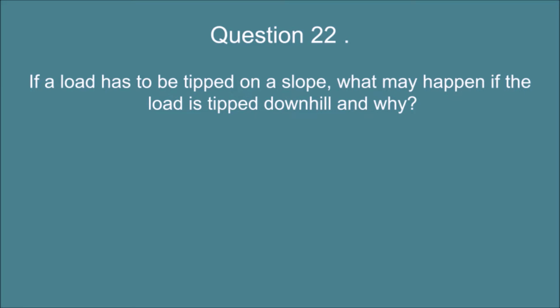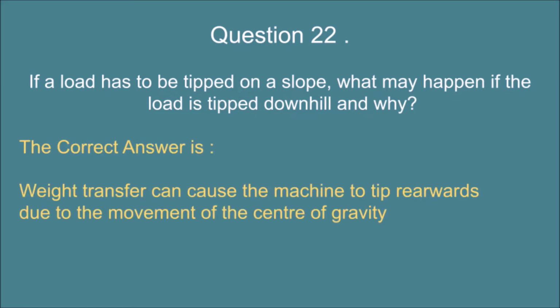Question 22. If a load has to be tipped on a slope, what may happen if the load is tipped downhill and why? The correct answer is: weight transfer can cause the machine to tip rearwards due to the movement of the center of gravity.